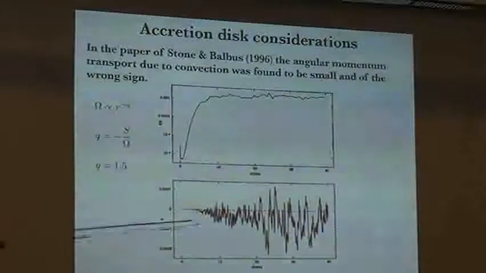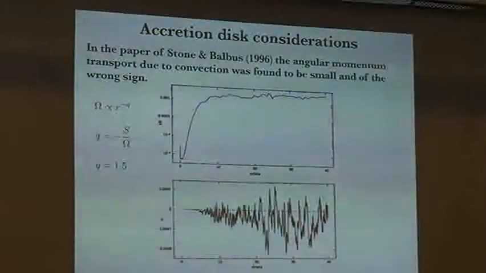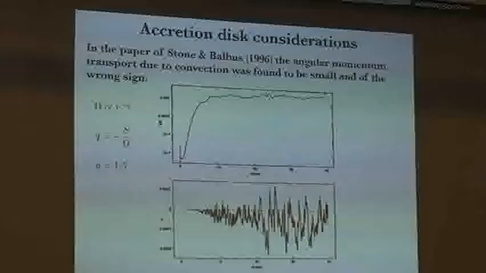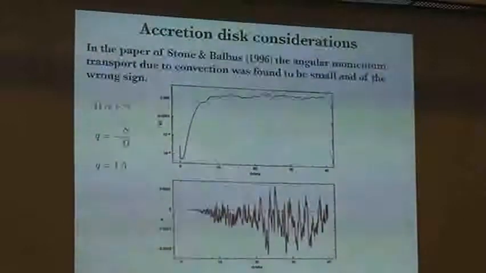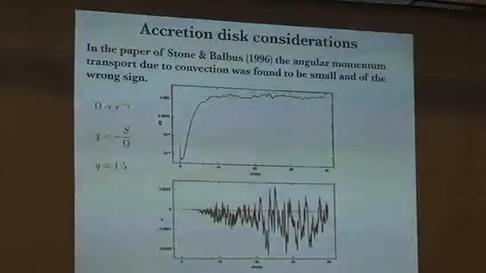What is peculiar about this, and what's not good for accretion disks, is that if you have convection there or any kind of turbulence, you would want to transport the angular momentum out of the system so that your gas can accrete onto the central object. But the sign of this stress indicates that convective angular momentum transport actually goes inward, not outward.